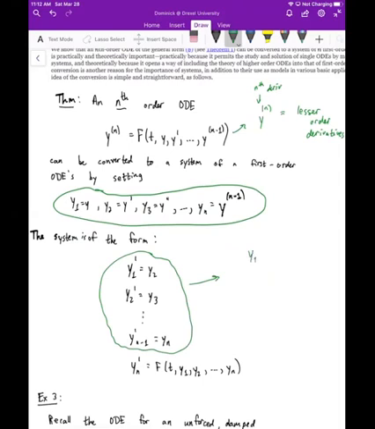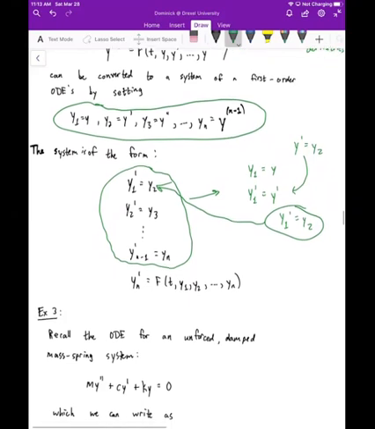We know that y1 is equal to y, and if you take the derivative of both sides, you're going to get that y1 prime is equal to y prime. But what is y prime? From the second equation, we're told that y prime is equal to y2. So this allows you to say, with this information, that y1 prime is y2. All right, which is what our first equation is in the system, right? And you can do that as far down as you want.